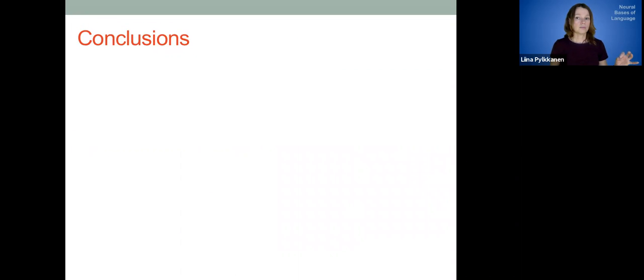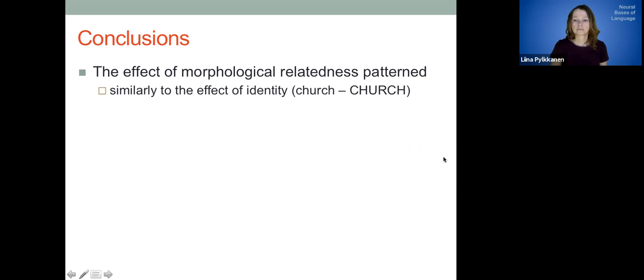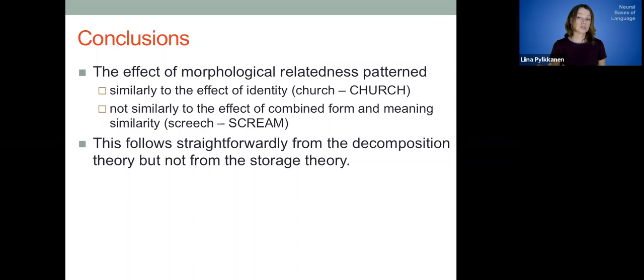Okay, so that's an example of behavioral data that tells us that morphological relatedness tends to pattern similarly to identity, church in this case, and not similarly to combined form and meaning similarity like screech-scream. That's an outcome that follows straightforwardly from the decomposition theory, but not so straightforwardly from the storage theory, where everything really should just reduce to these similarity relations.